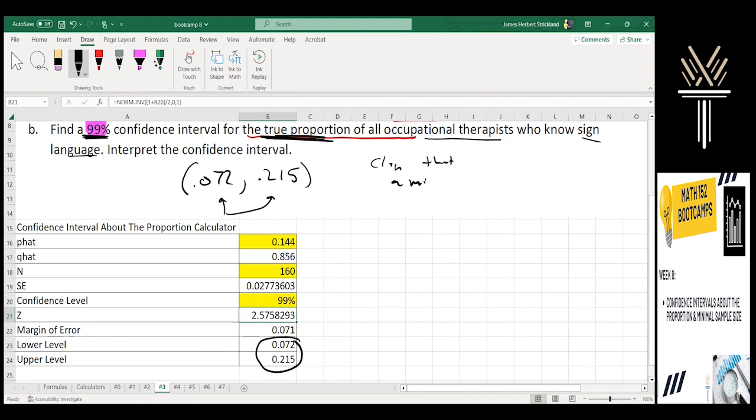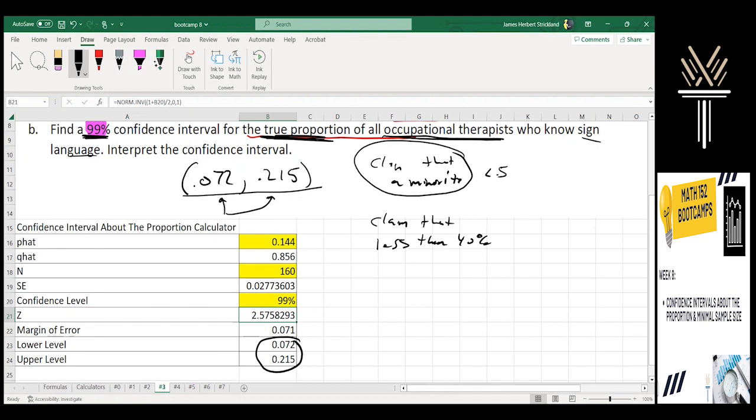a minority of occupational therapists know sign language, because we define minority and majority as being less than 0.5. And so both these numbers are less than 0.5, so this claim is an accurate claim. I could also claim that less than 40% of all occupational therapists know sign language, and that's a true statement. I could even get more bold and say less than 30%.